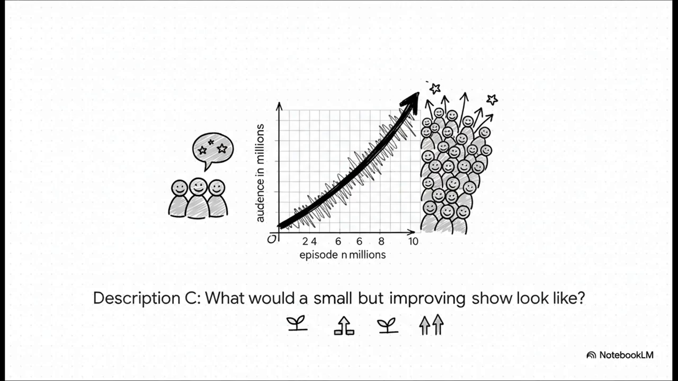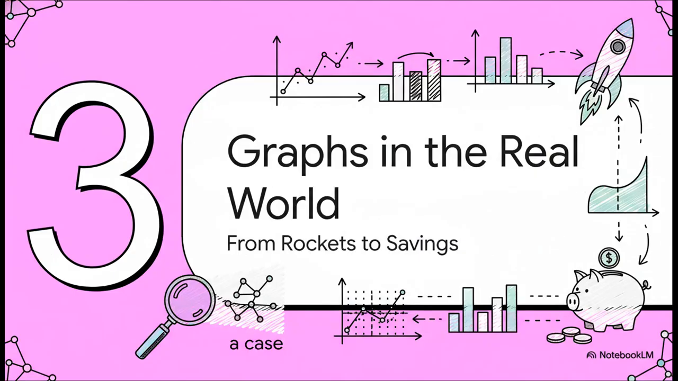But what about that leftover description, the red herring? Description C, a show with a small audience, but it's getting better. People are starting to notice. What would a graph of that story even look like? Just picture it for a second. It would have to start pretty low, right? And then just a nice, slow, steady climb upwards. The little engine that could. A sleeper hit in the making. And you solved it. Mystery complete.